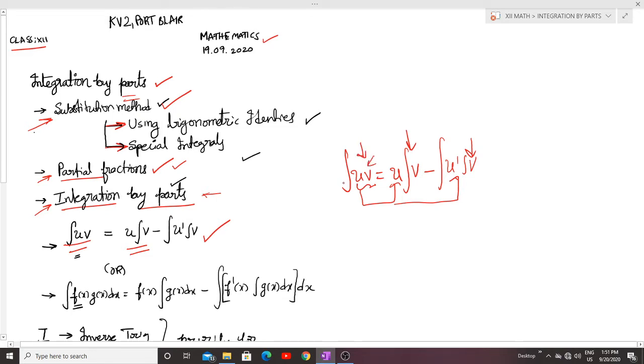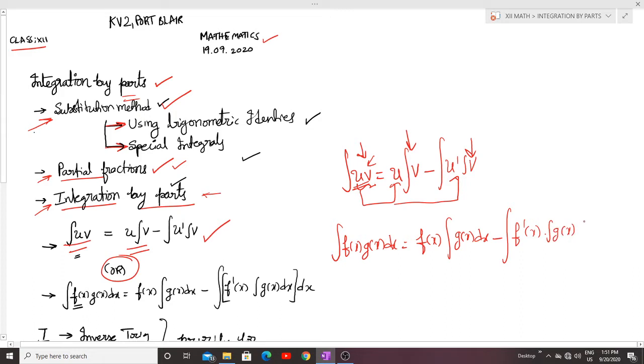So the priority will be given to the differentiation function, as the first priority, so that it will be easy for you. Now we can also write it in an alternate way: integration of f of x into g of x dx is equal to f of x times integration of g of x dx, minus integration of the first function's derivative into integration of g of x dx.